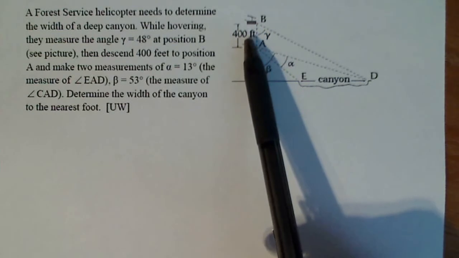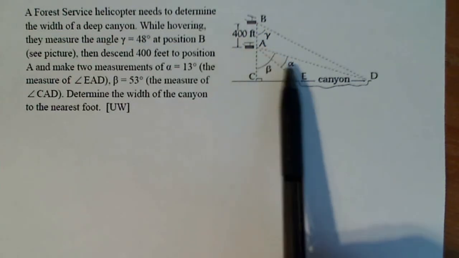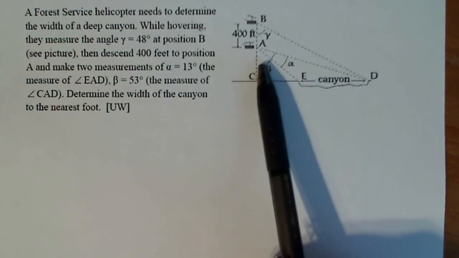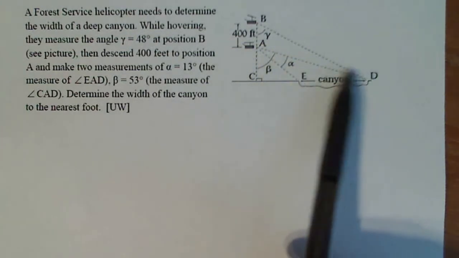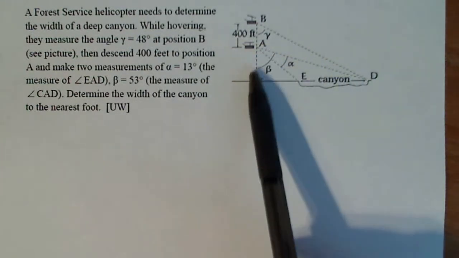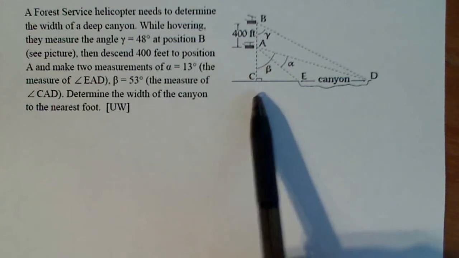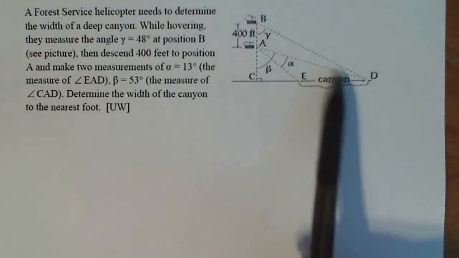And then the helicopter goes down 400 feet, and at point A, it measures an angle over the canyon of alpha, and it measures the angle from the downward elevation towards the line of where they're working as beta, 53 degrees. Now we're supposed to find the width of the canyon, which is right here, based on just a little bit of information.